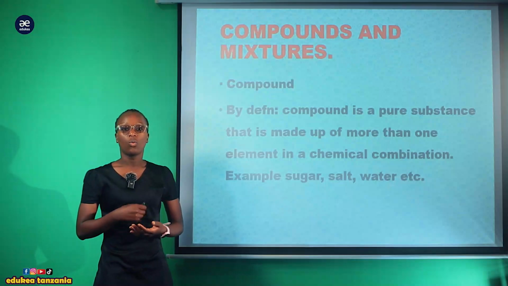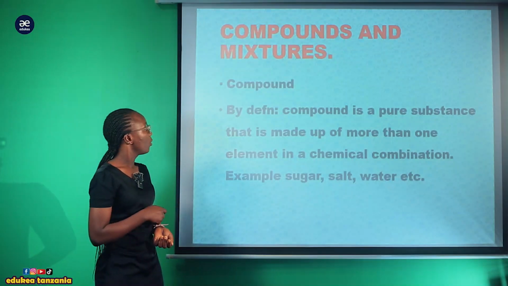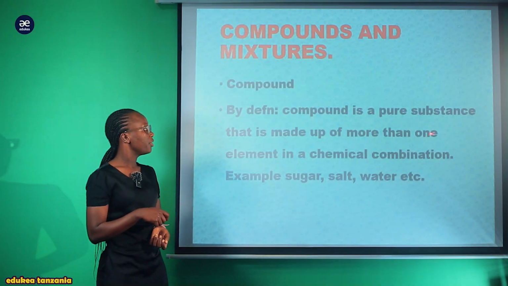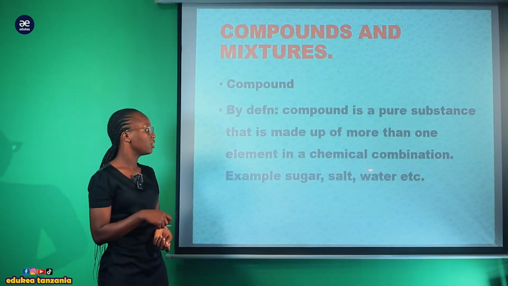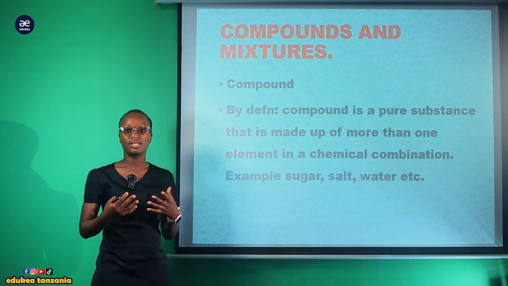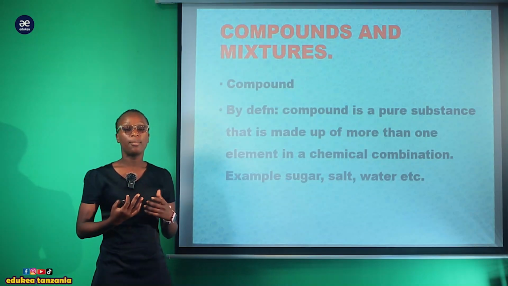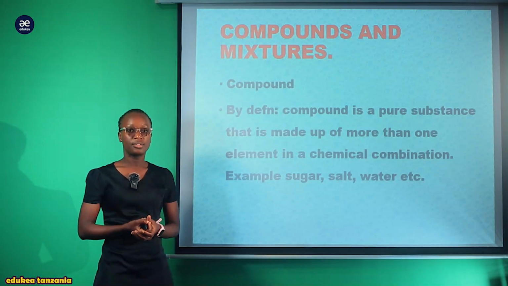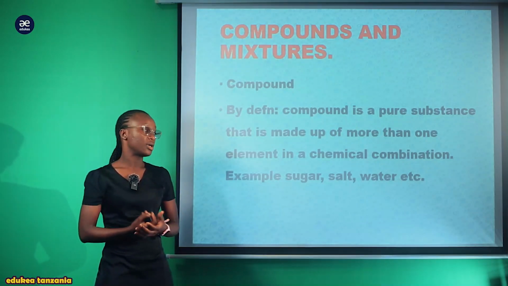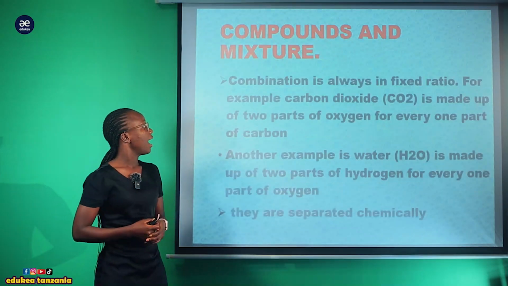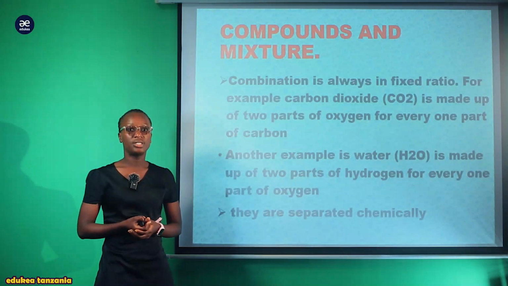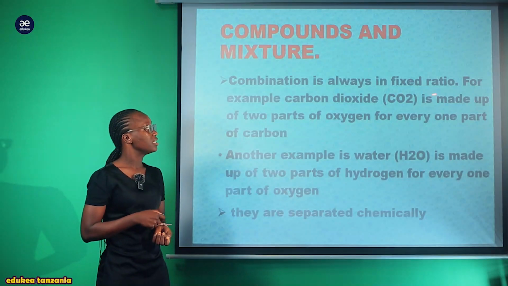Now, what does compound mean? When we talk about compound, it's a pure substance that is made up of more than one element in a chemical combination. This is the substance ambayo iko made up of two or more substances which are combined together. For instance, sugar, salt, and water. And in this combination, they are always in a fixed ratio.